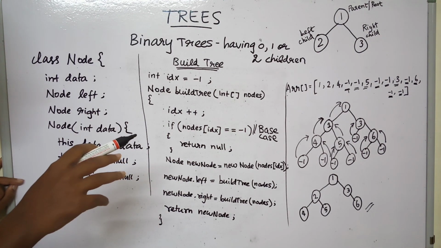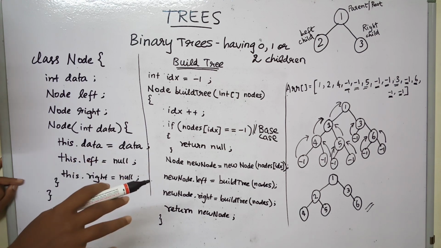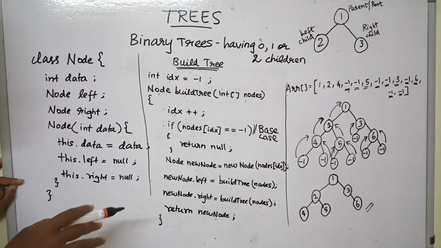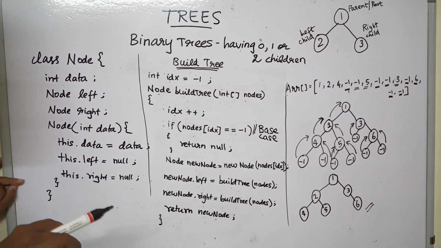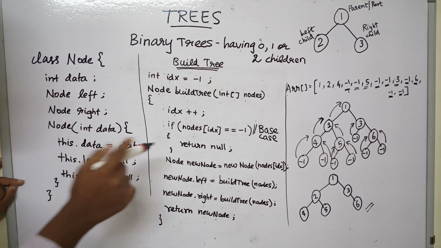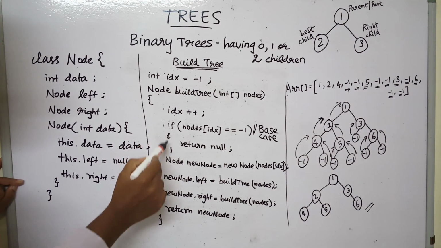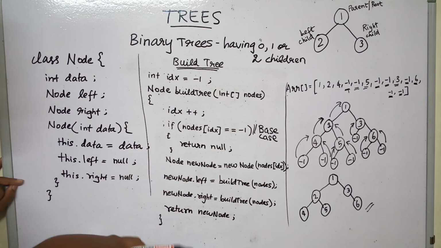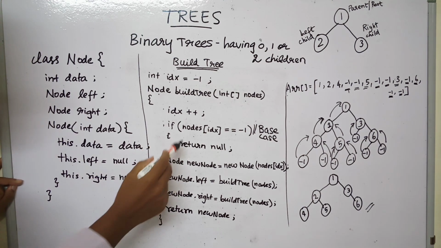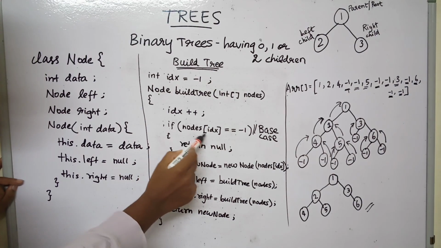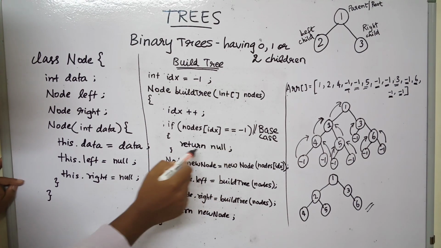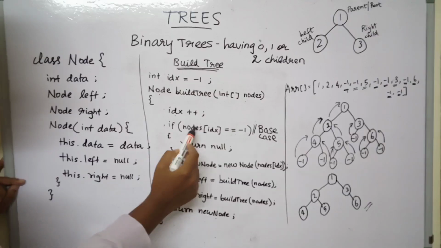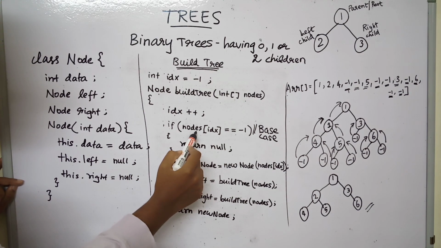So what is recursion? Calling a function by itself. A base case in recursion is a condition that stops a recursive function from calling itself. It is important because it helps to prevent infinite recursion and ensures it will reach a conclusion instead of going infinitely. So in this base case, I am checking if nodes of index is equal to -1, return null. If we encounter a -1, we'll be returning null, which means we'll go back.